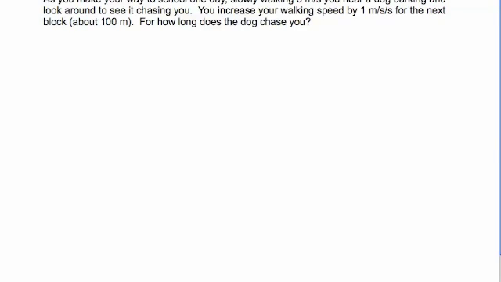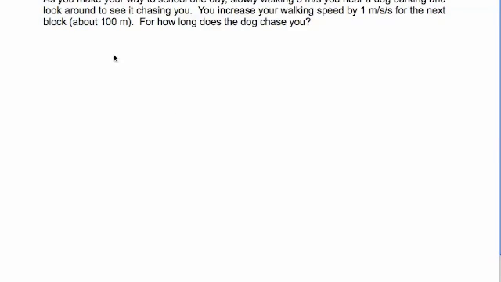As you make your way to school one day, slowly walking 3 meters per second, you hear a dog barking and look around to see it chasing you. You increase your walking speed by 1 meter per second for the next block, about 100 meters. For how long does the dog chase you?